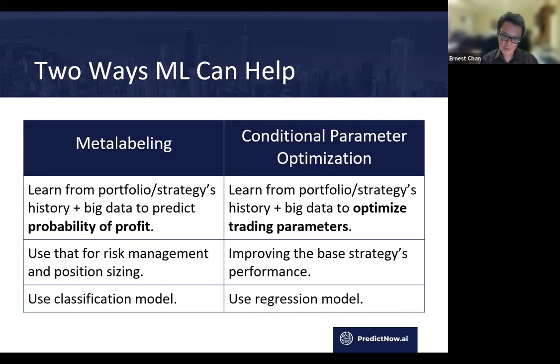And meta-labeling typically uses classification models in machine learning, meaning they are identifying whether the trade, the position or the portfolio will be profitable or not. So profitable or not are two classes, right? And applying probability to those two classes. Whereas in CPO, in conditional parameter optimization, we need to use a regression model. We actually need to predict the expected return of a strategy in order to do the optimization. So that's a more technical difference between meta-labeling and CPO.